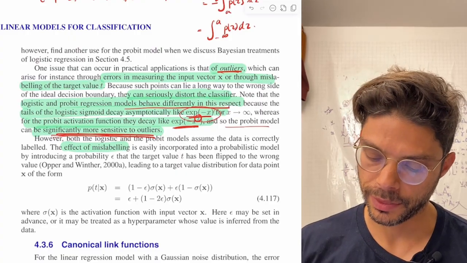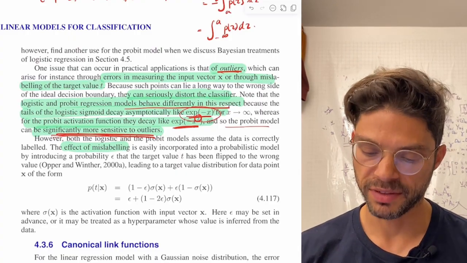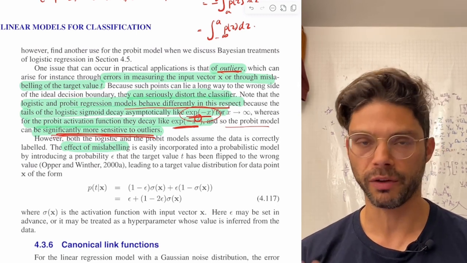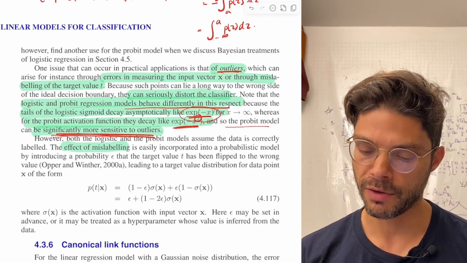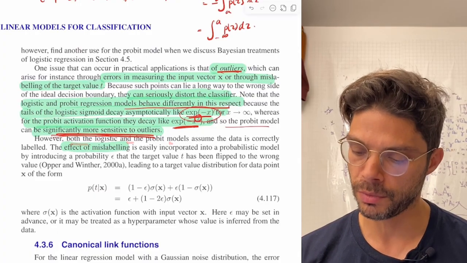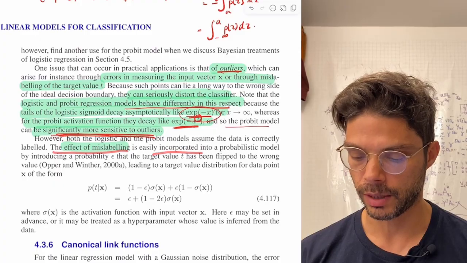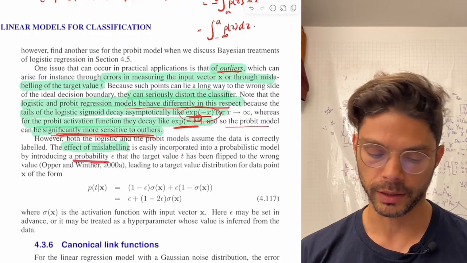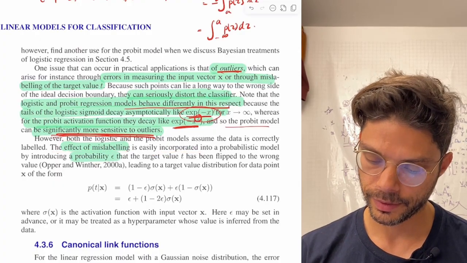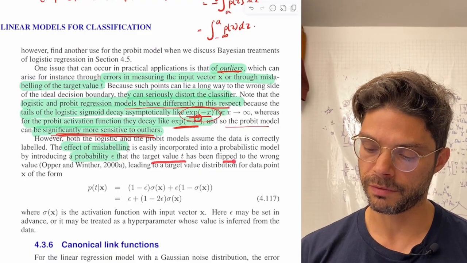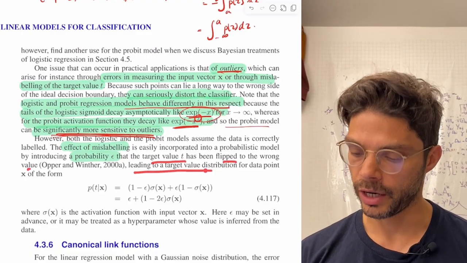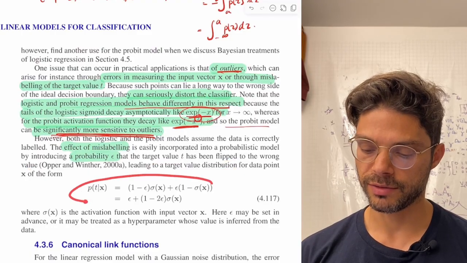Okay, and finally we've got how to deal with mislabeling, and the probabilistic approach gives you a very natural way to deal with this. Both the logistic and probit models assume the data is correctly labeled. The effect of mislabeling is easily incorporated into a probabilistic model by introducing a probability epsilon. So let's just highlight that: the target value has been flipped to the wrong value, leading to a target value distribution of this form.